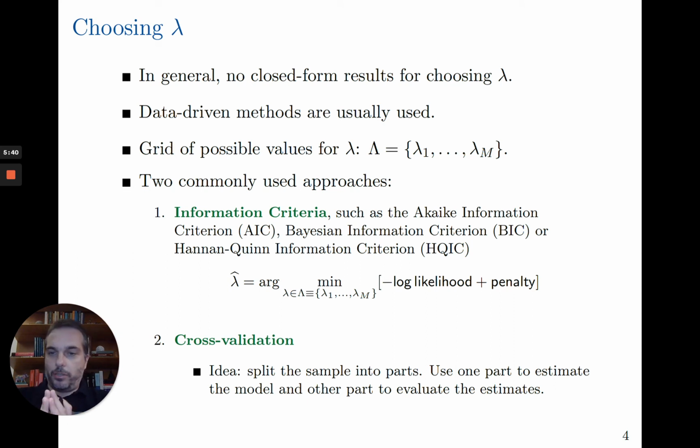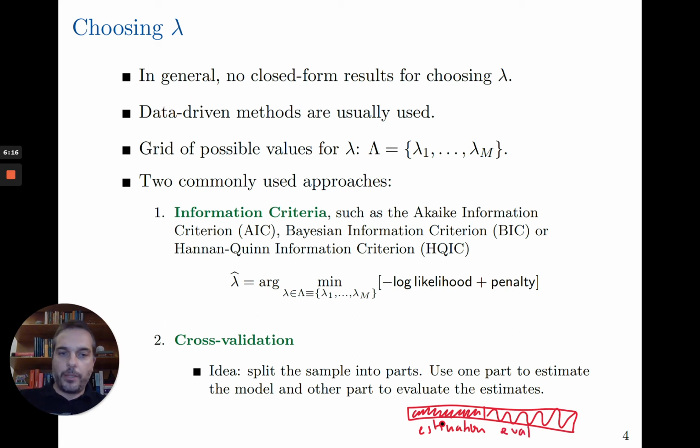The other approach is the so-called cross-validation, and the idea is also very simple. You take your sample data, imagine that this is the set of data points, terribly drawn, and you divide this in two. You use the first part of the data to estimate your model, and then use the second part of the data to evaluate your model. So here is basically estimation, and here is evaluation.